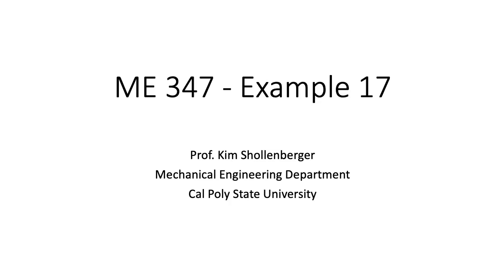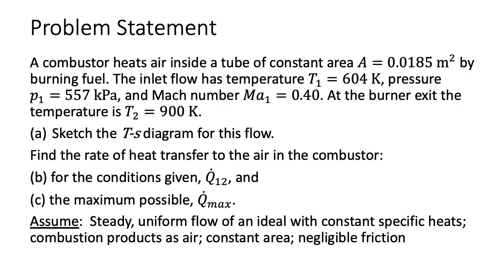ME347, Example 17. A combustor heats air inside a tube with a constant area of 0.0185 square meters by burning fuel. The inlet flow has a temperature of 604 Kelvin, a pressure of 557 kilopascals, and a Mach number of 0.40. At the burner exit, the temperature is 900 Kelvin.